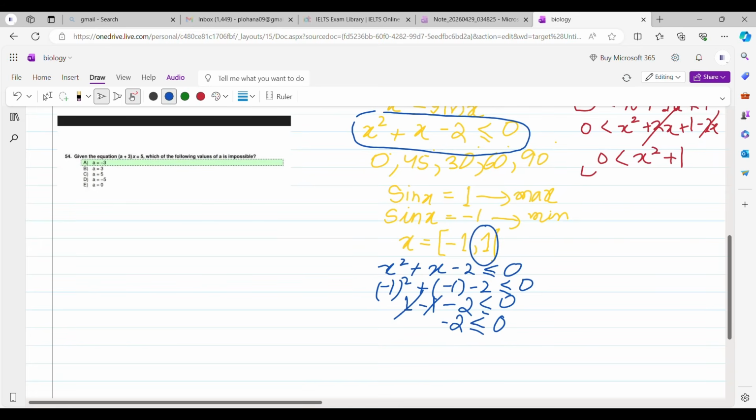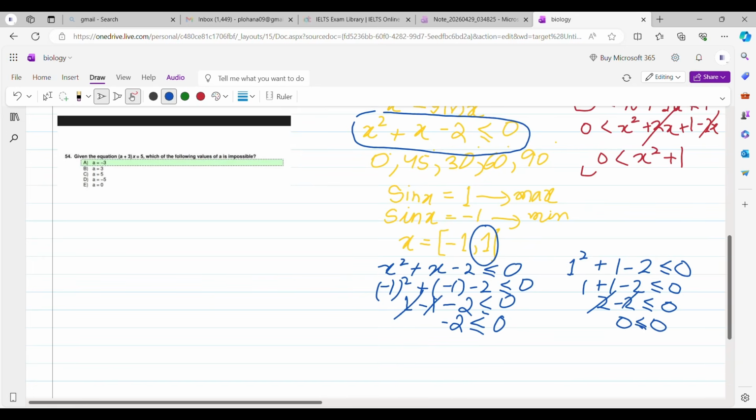Now let's check it on 1. So 1 square plus 1 minus 2 less than or equal to 0. 1 square is 1, plus 1 minus 2. 1 plus 1 is 2. 2 minus 2 cancel. 0 is less than or equal to 0. Of course, this satisfies our inequality.